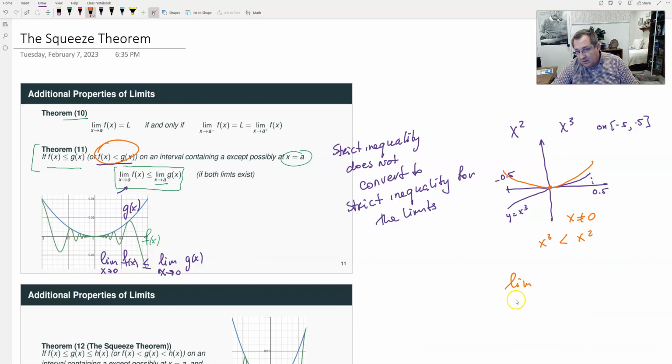Nevertheless, if we look at the limit as x approaches 0 of x cubed, and if we look at the limit as x approaches 0 of x squared, both limits will be equal to 0. So here's a simple example that shows that strict inequality does not convert to strict inequalities when you take the limit.